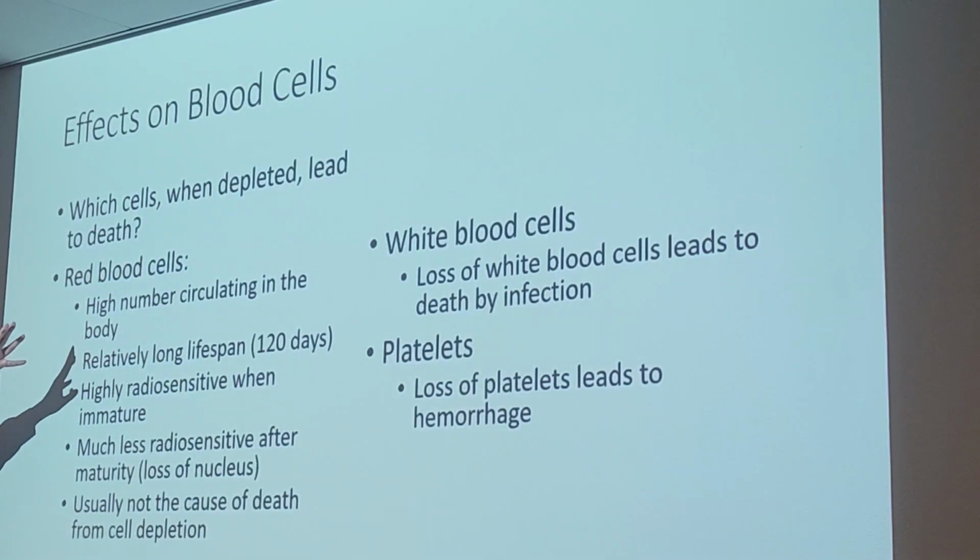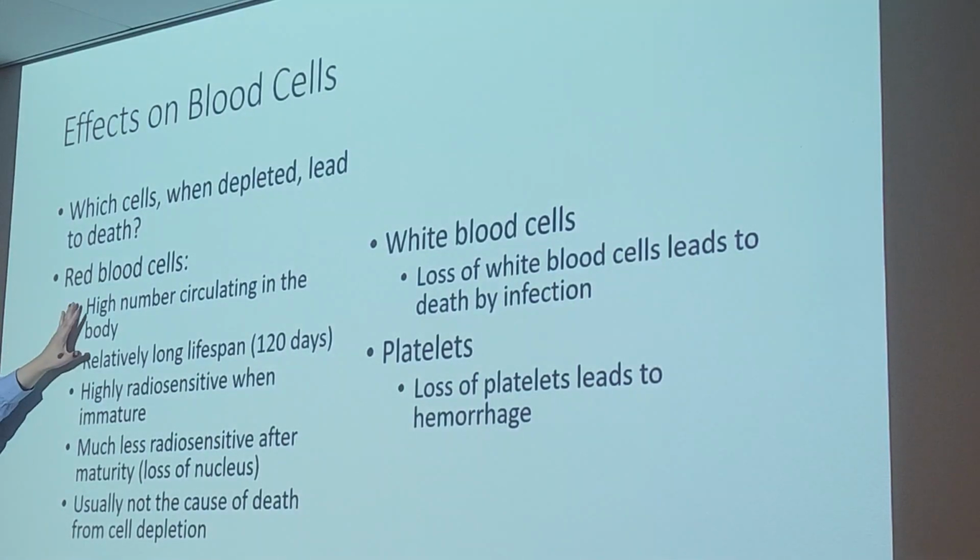You will see a massive drop in the white blood cell numbers, and when you do not have enough white blood cells, what happens? You can't fight off infection. You get sick, you get infections, right? So that is the big danger from radiation exposure to your blood cells.